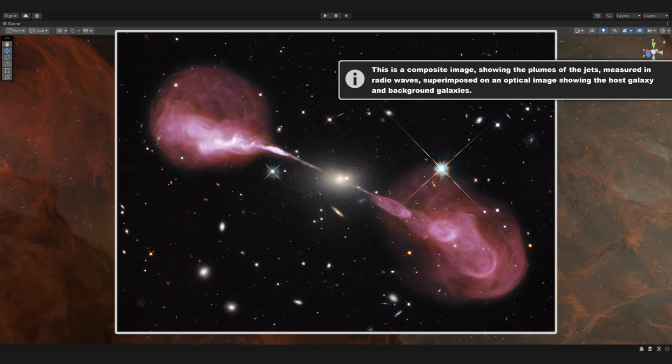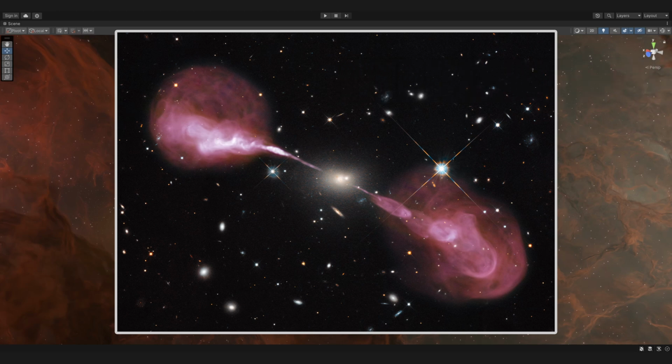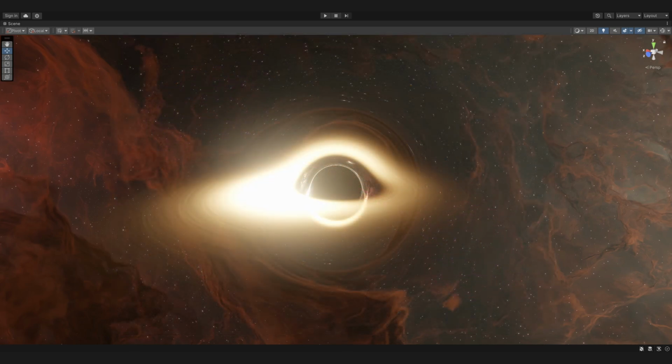But it's also the case for many other types of disks, like protoplanetary disks around forming stars, or even disks around evolved binary systems. The thing is that, as far as I know, there is no profound physical understanding of how these jets are formed yet. So we actually don't know how the jet looks close to the black hole.